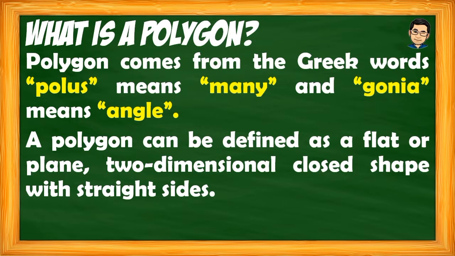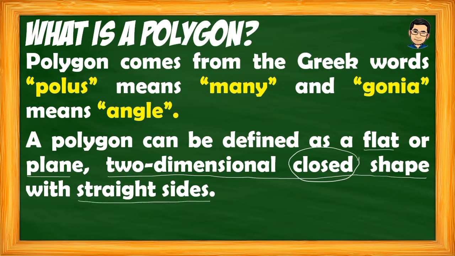A polygon can be defined as a flat or plane, two-dimensional closed shape with straight sides. Flat or plane, and two-dimensional. Closed shape, so we have the word closed. A polygon is a closed figure consisting of straight sides. A figure is considered a polygon if and only if it has straight sides, and of course, given that the figure is two-dimensional and closed, it must be closed.